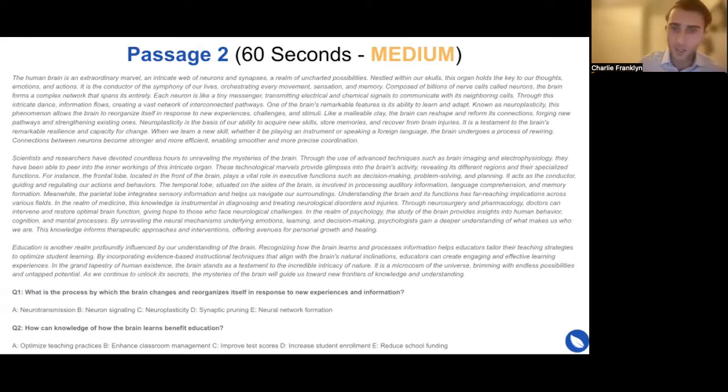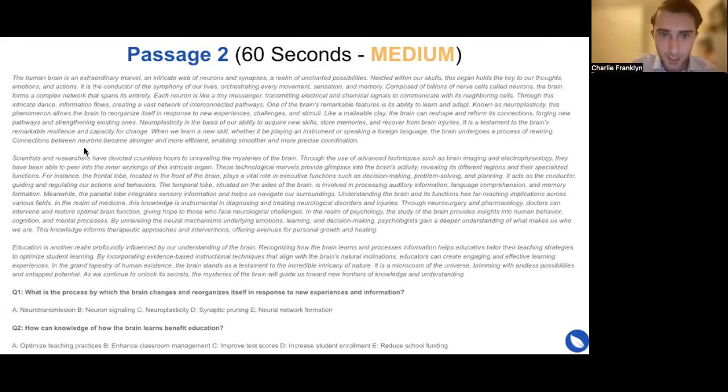So the first one, what is the process by which the brain changes and reorganizes itself in response to new experiences and information? Again, what we want to do with this one, we don't want to read the whole passage, we just want to scan for it. What I'd scan for is, this is really where we want to use something which is called the keyword scanning method. And so I'd have a quick look at these 5 words, and I would even just scan through as if it was a crossword puzzle where you're looking for specific words. I would just look for these words. And if you can find one of them, then I'd see the information around it.